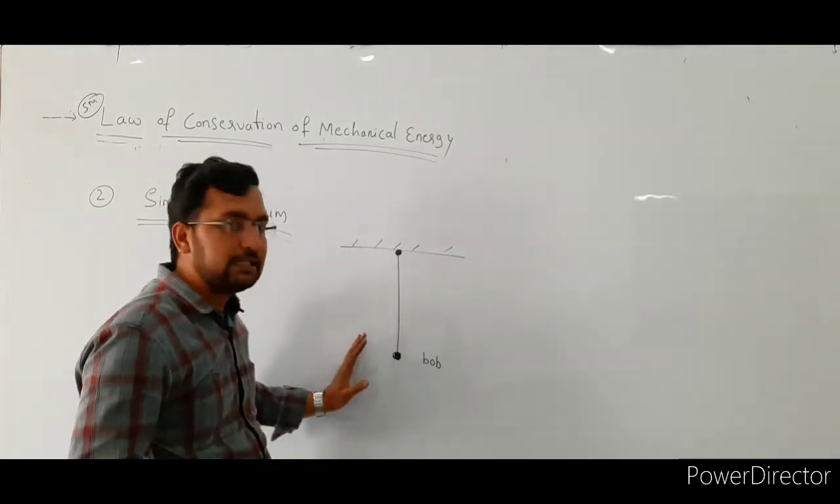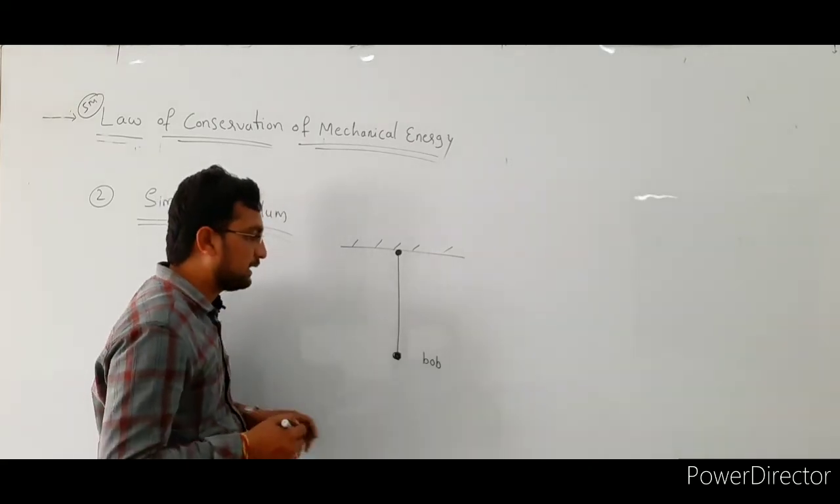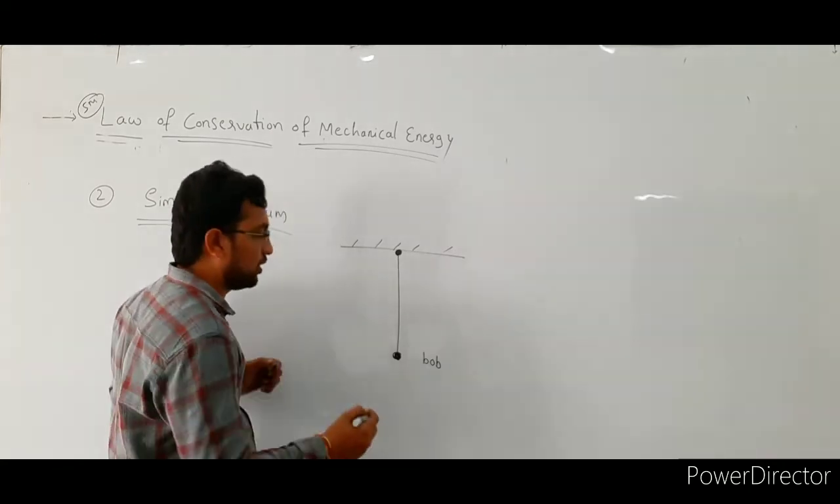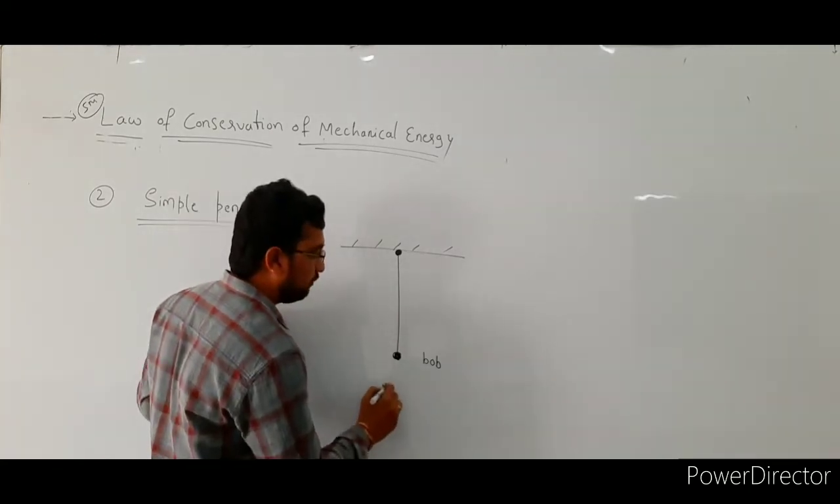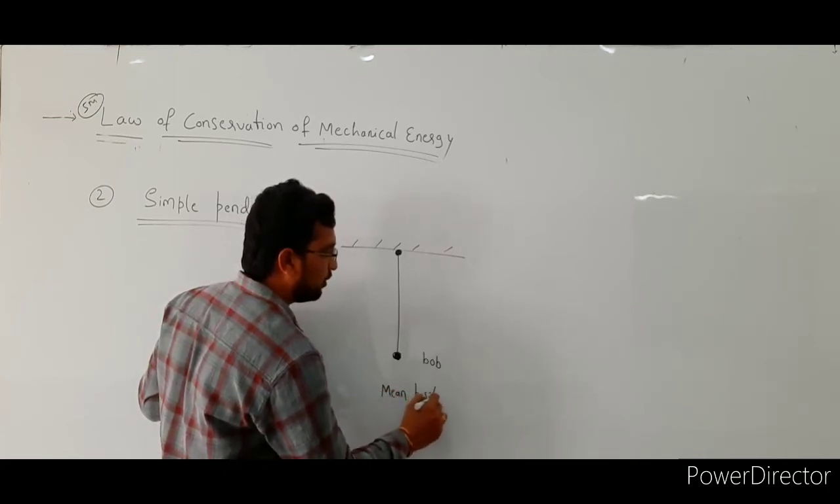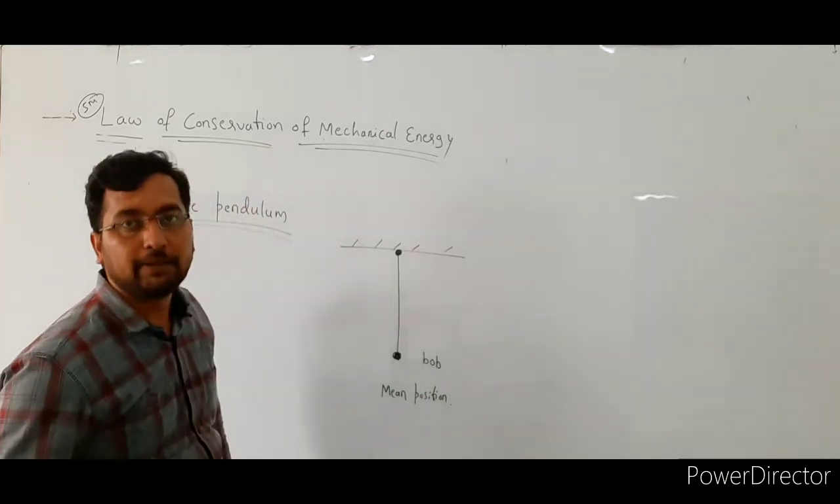Initially we do not apply any force on this body. In that case, the body is in the equilibrium position or mean position. Now this body is in the mean position because we are not exerting any force on it, so it is in the mean position or equilibrium position.